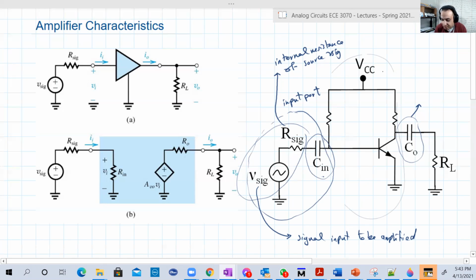Because V signal, although it should be an AC voltage, if it is coming from the output of another circuit, this circuit might have a DC bias as well. So this might alter the DC Q point of this amplifier circuit. So we must also isolate this DC that might be in the input. Okay, so this is the first part.